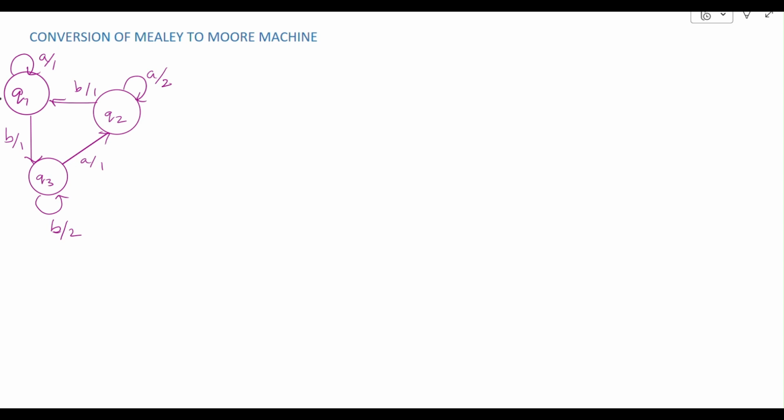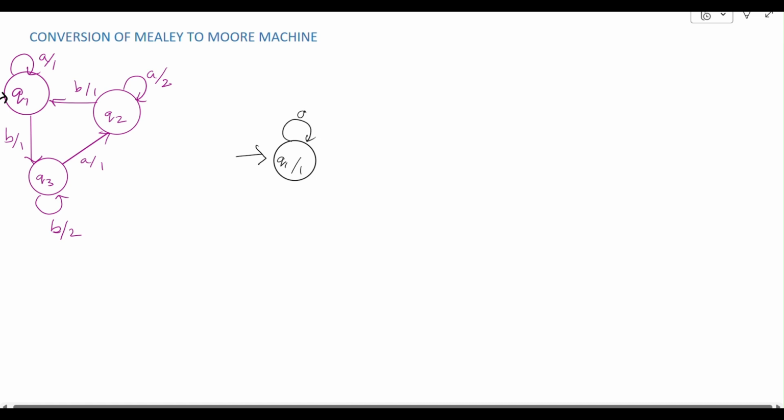Okay, so this is the starting state of a Mealy machine. So we are going to construct the Moore machine now. So start with the starting state, that is Q1. Okay, Q1 on receiving input A, it is producing an output 1.